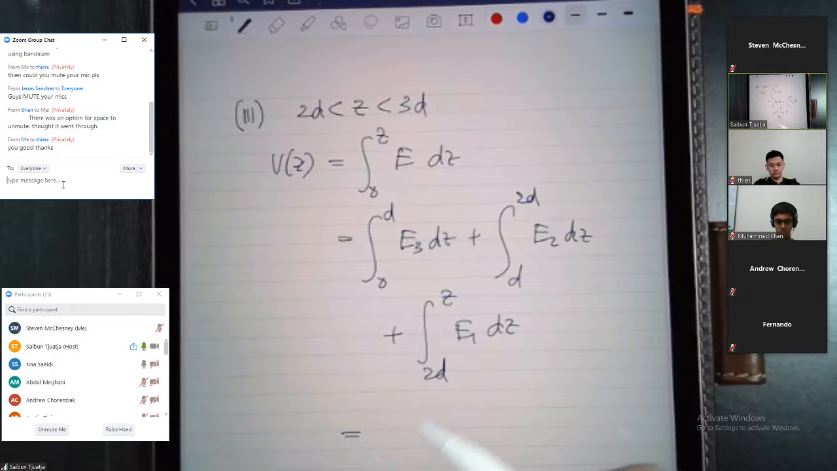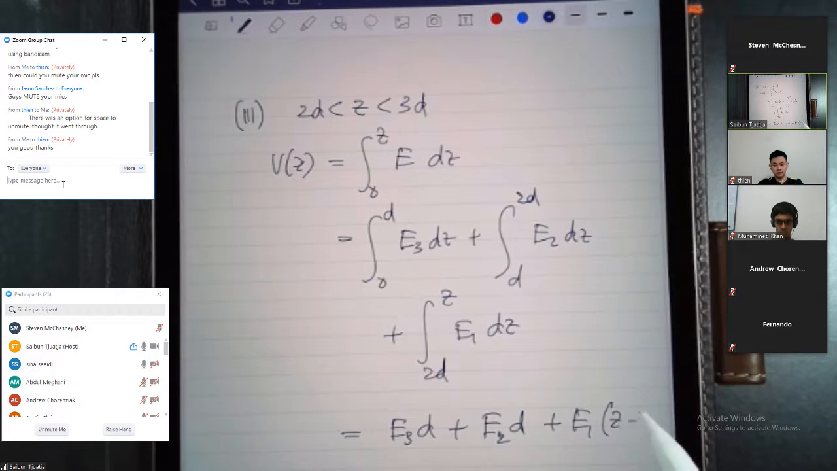So what I end up with is E3 times d plus E2 times d, plus E1 times (z minus 2d). That's it. That's my voltage in that region. Any questions? There's nothing new, we're just applying and understanding where the reference is. Any question at all? Is that clear?